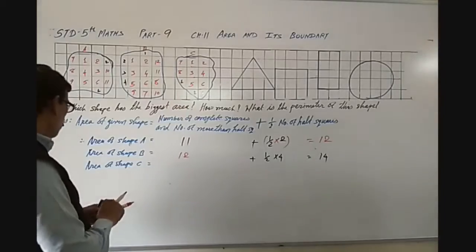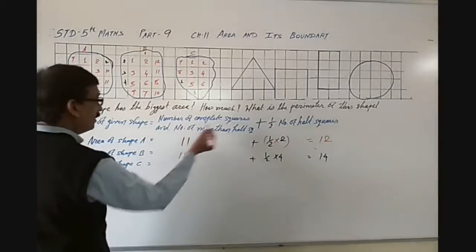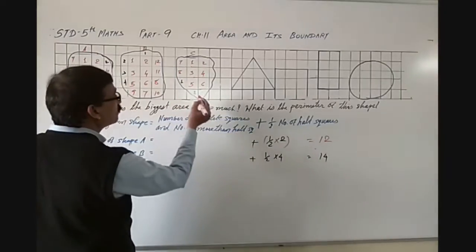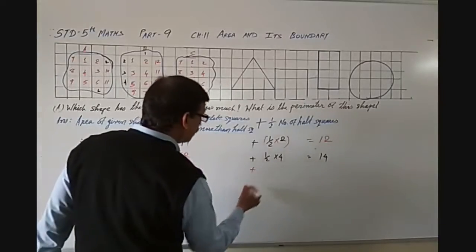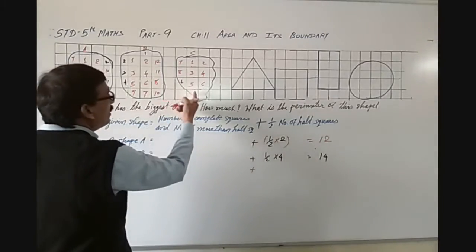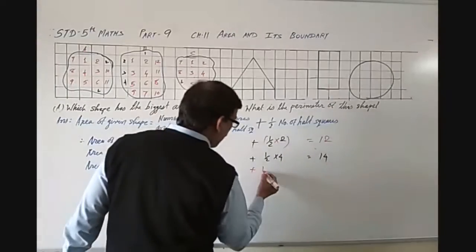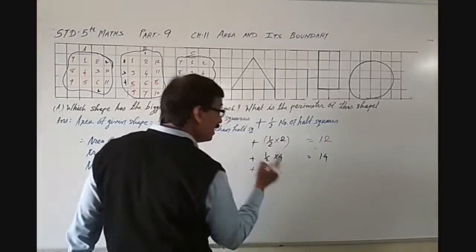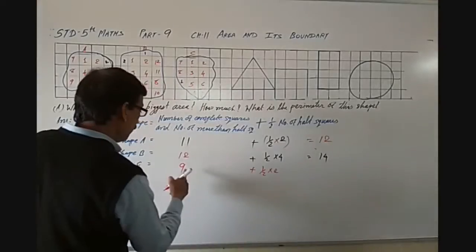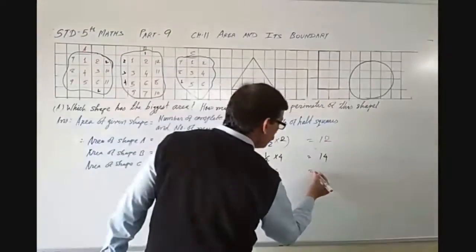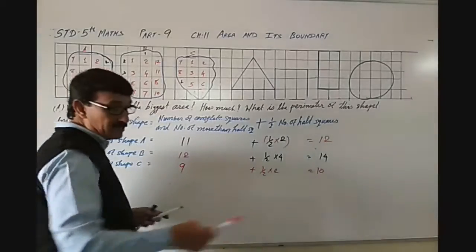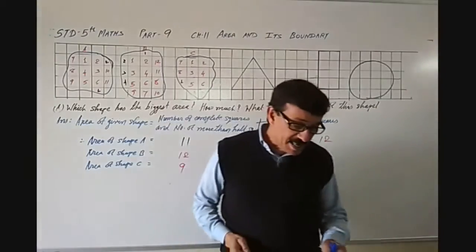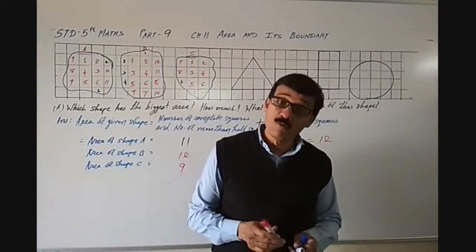So we have to write the number of complete squares and more than half squares, which are 9. So here it will be 9 plus half squares 2. So 1/2 multiplied by 2 will be 1. So 1 plus 9 is equal to 10. Isn't it? Now let's see question A. Which shape has the biggest area? How much?